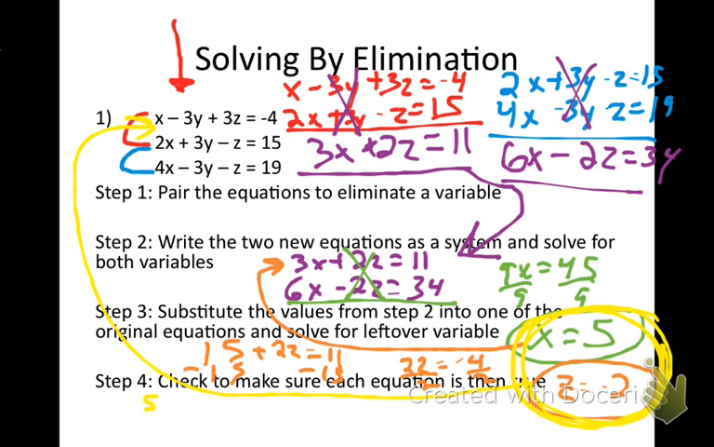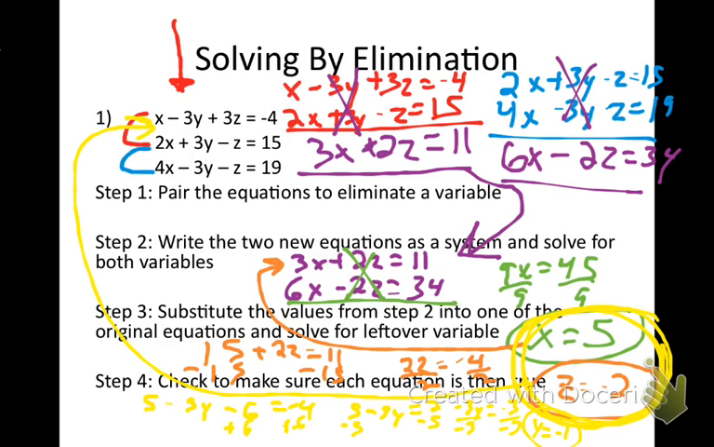Getting me 5 minus 3y minus 6. 3 times negative 2 minus 6 equals negative 4. And from there, I'm solving for y. So I add 6 to the other side. 5 minus 3y equals 2. Subtract 5. Negative 3y equals negative 3. Divide by negative 3. I get y equals negative 1.